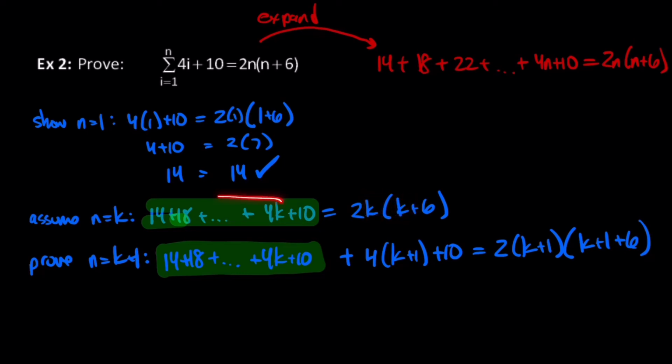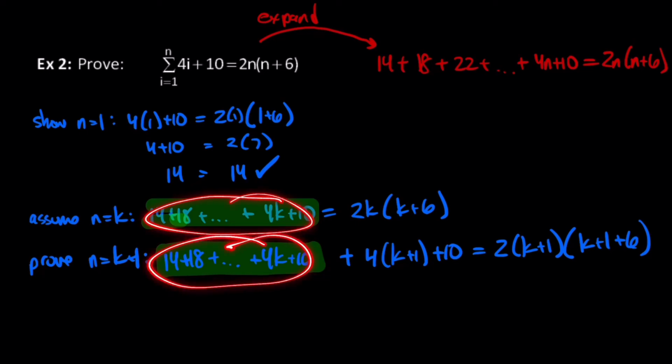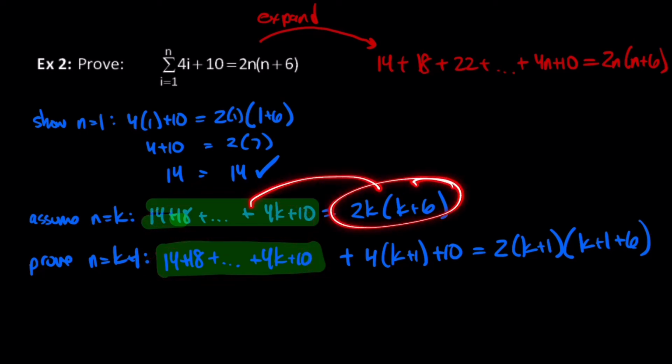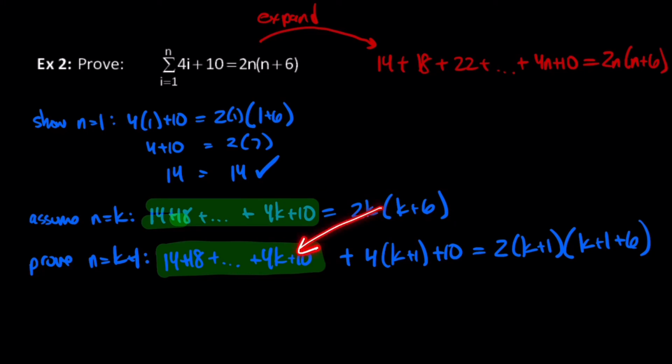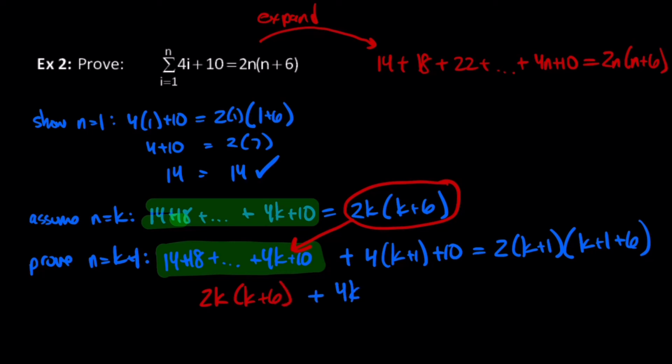Now, since these two pieces are equal, and this is equal to 2k times k plus 6, I replace all that stuff. So you take that expression, and you replace all of this highlighted stuff here. 2k times k plus 6. Now you write the rest of it down. Plus, I'll distribute here, 4k plus 4 plus 10 equals, now this is going to be a little bit messy. It's not as easy as it looks.